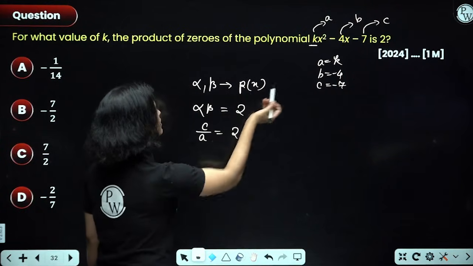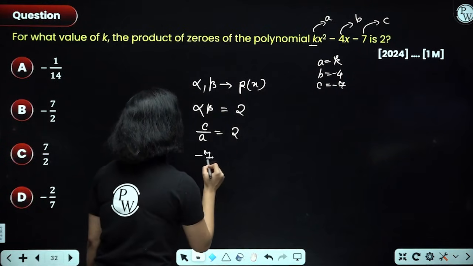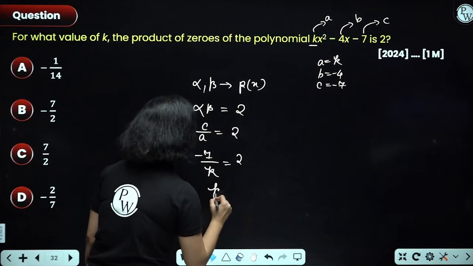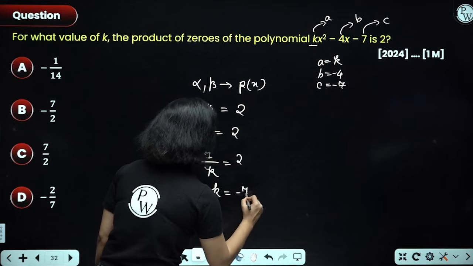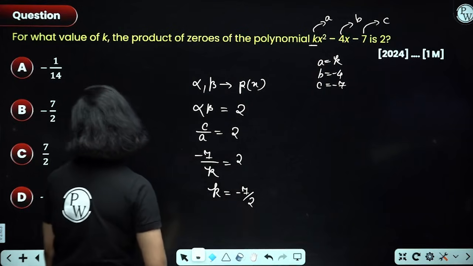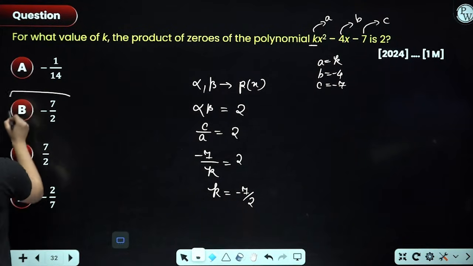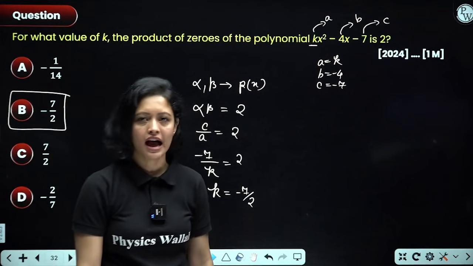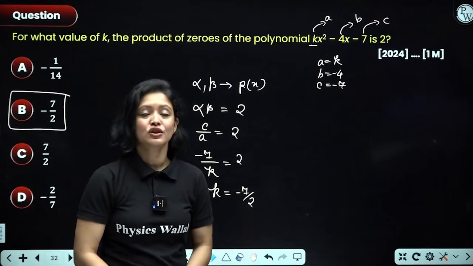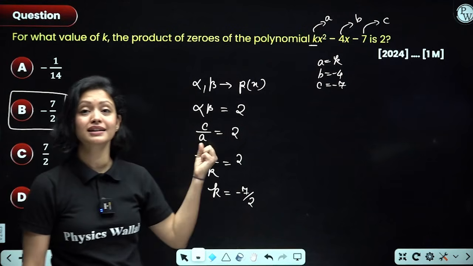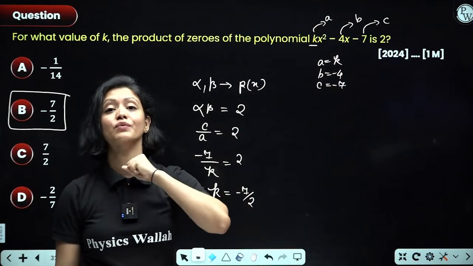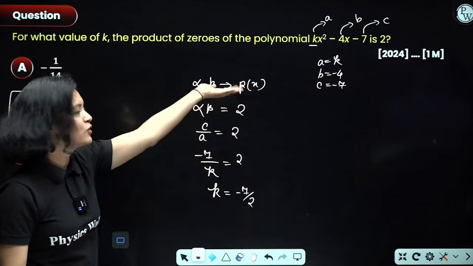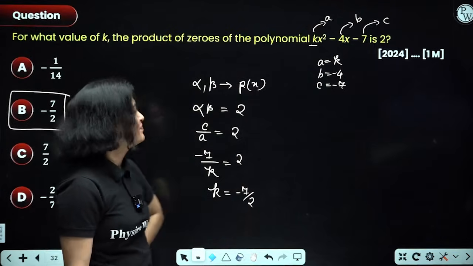Now the value of c is minus 7. The value of a we don't know, so c by a, that is minus 7 by k, is equals to 2. So from here k comes out to be negative 7 by 2. How easy was that everyone? Negative 7 by 2 is the answer. Option number B is the answer. Was it hard? No, right? So come on guys, I think that relationship based questions are one of the easiest questions. So yes, this is it. Again, a question from 2024.